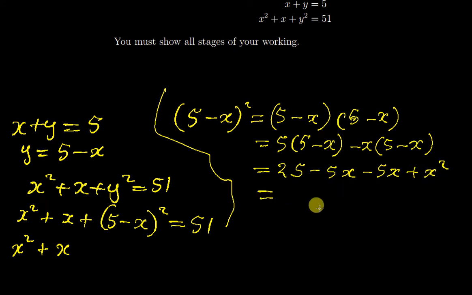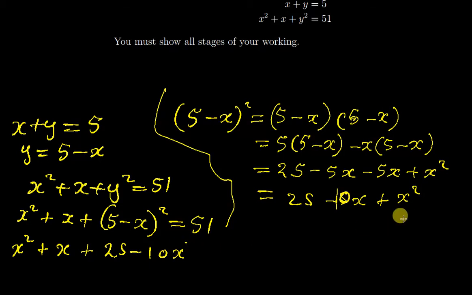When we simplify this, we get 25, then negative 5x and negative 5x give us negative 10x. Then we have positive x squared. So we can replace it there. We're going to replace this part, (5 minus x) squared, with 25 minus 10x plus x squared, and that is equal to 51.